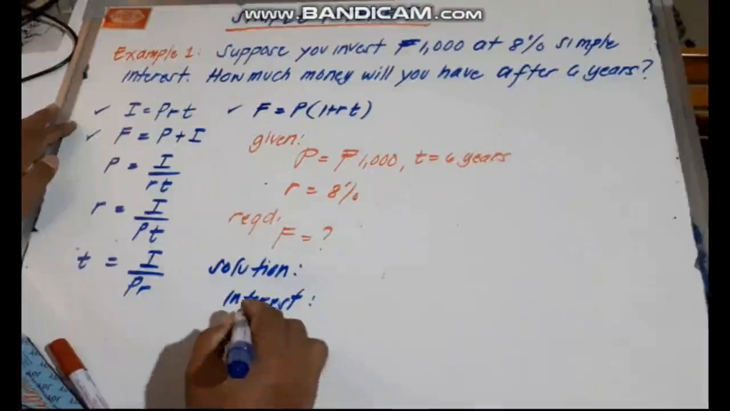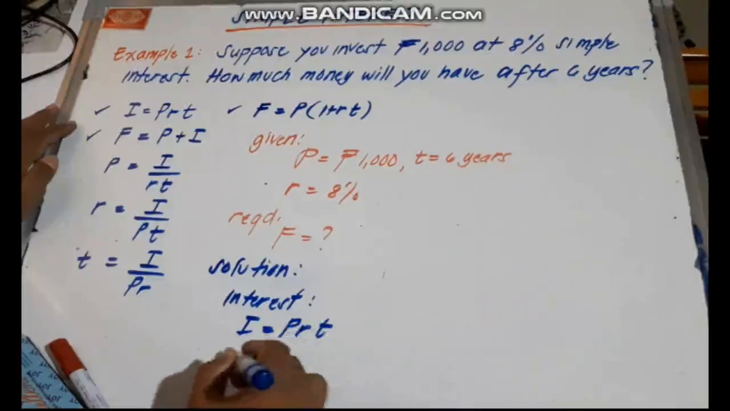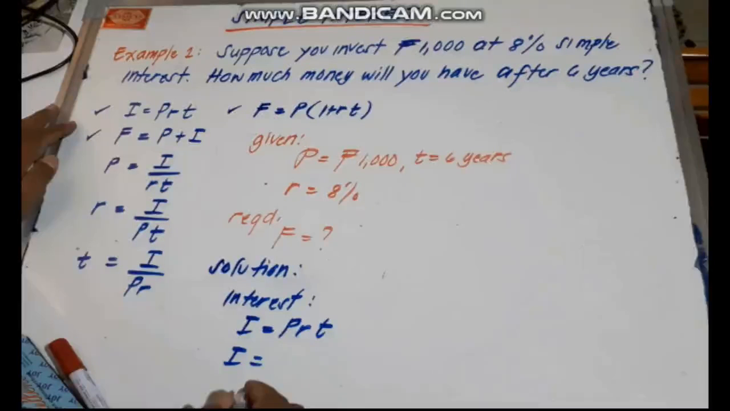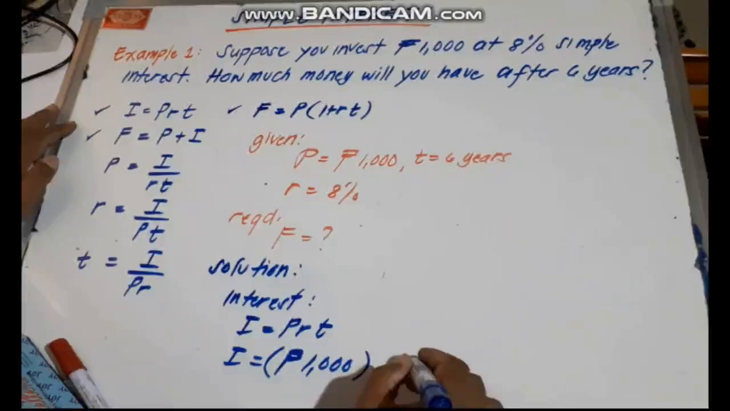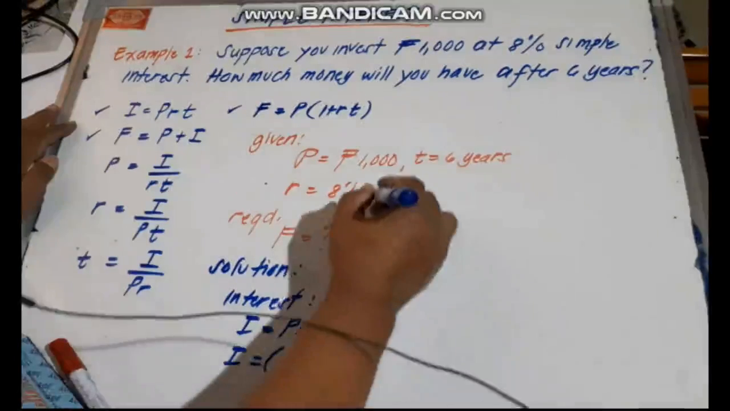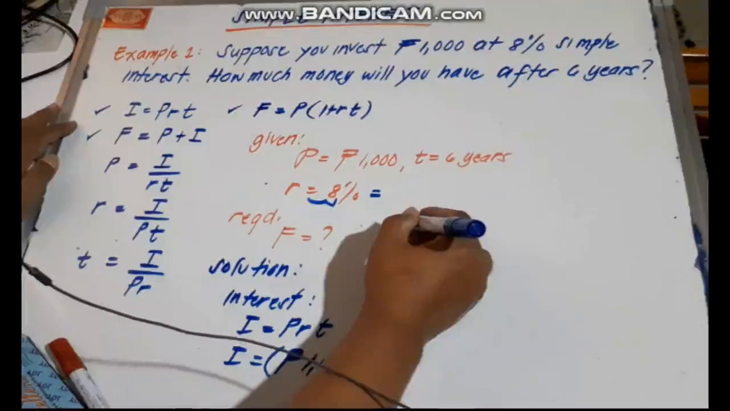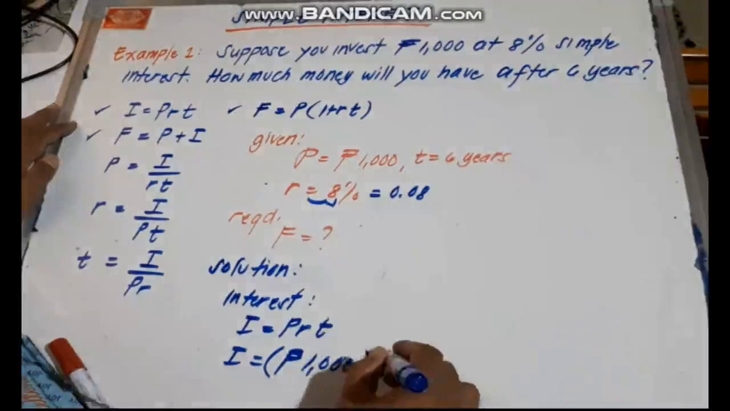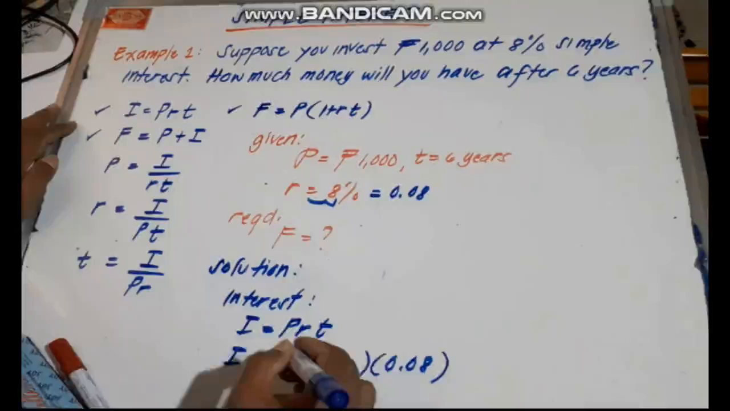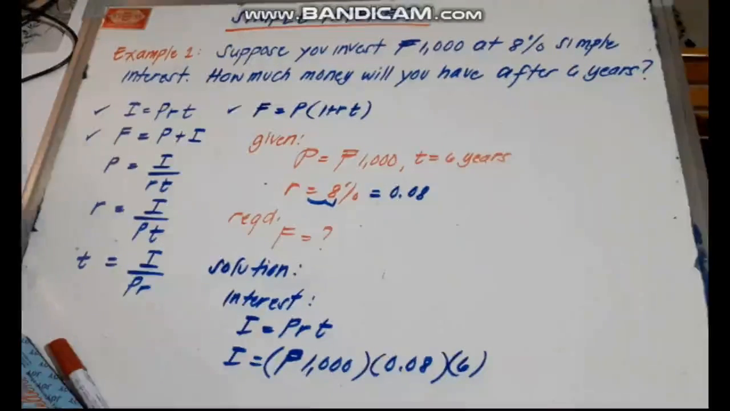So we solve for the interest. So I equals PRT, and then I equals, we substitute the given values. We have 1,000 pesos for P. R should be converted to decimals, so we move the decimal point from right to left twice, so that will be 0.08. So times 0.08 here, and then the time is 6 years, so there is no need to convert that to years kasi naka-years na siya.